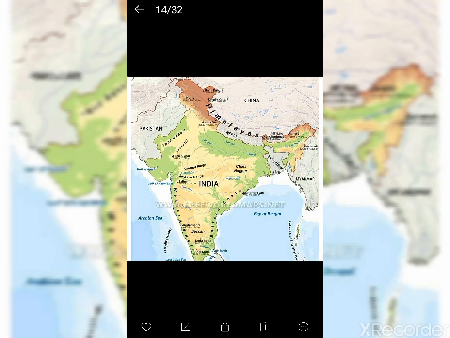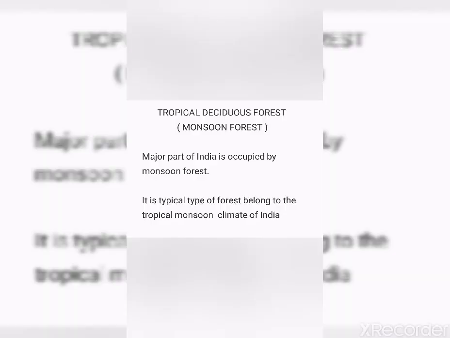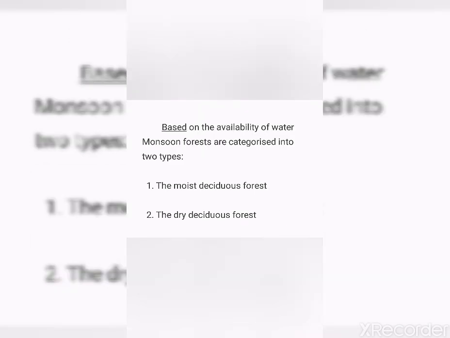India is a vast country with various climatic and physical divisions. Still, the most important vegetation found in India is monsoon forest. It is a typical type of forest belonging to the tropical monsoon climate of India. This forest is mainly related with the availability of monsoon rainfall and can be categorized into moist deciduous forest and dry deciduous forest. We will not give much importance to these categories. We will learn it as a single unit.